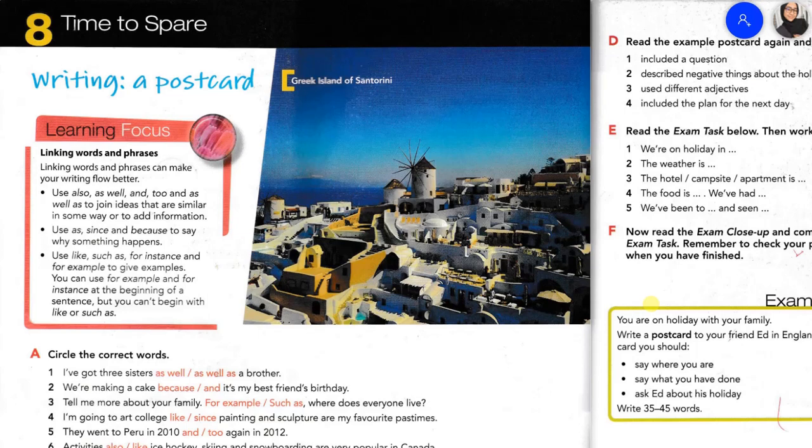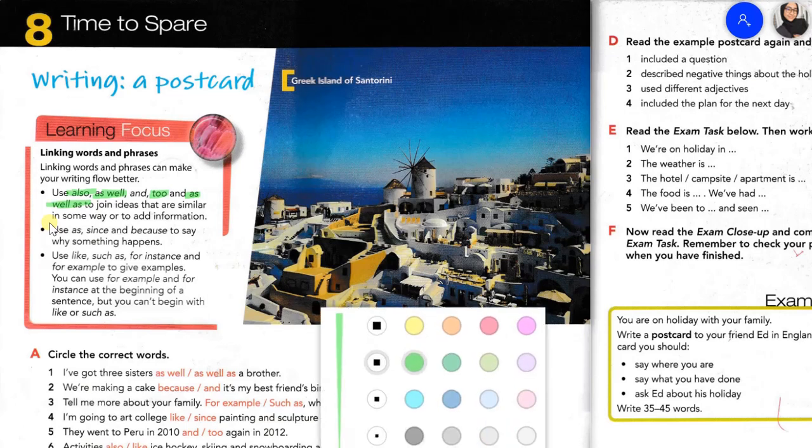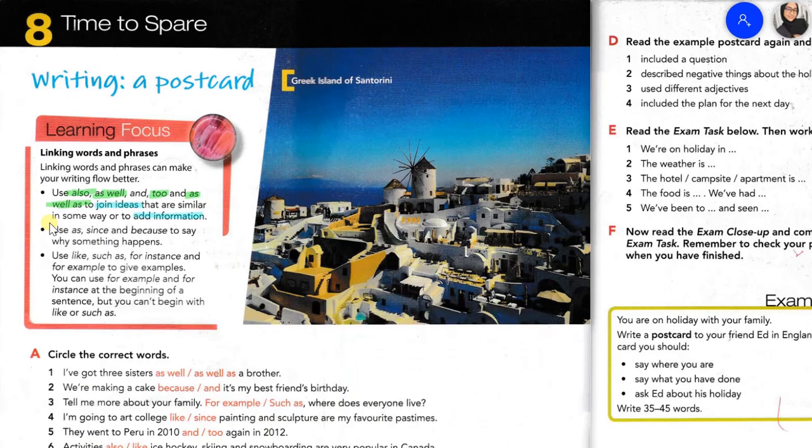Okay, students, before we begin, let's read the learning focus box here. When using linking words and phrases, linking words and phrases can make your writing flow better. Use also, as well, and to, and as well as to join ideas that are similar in some way or to add information. Okay, let's use a different color. To join ideas and to add information.